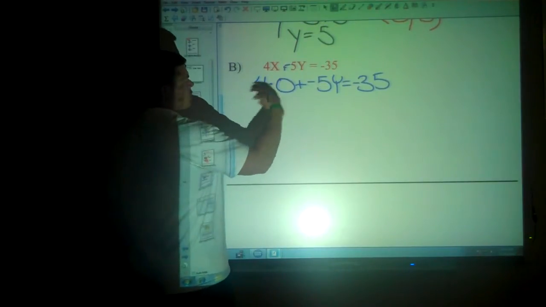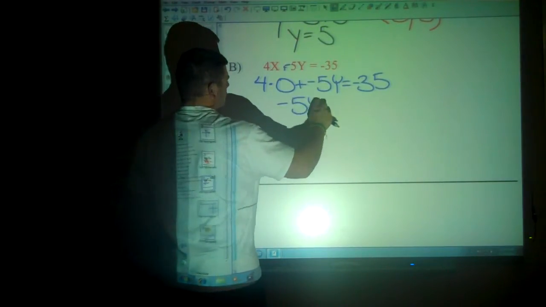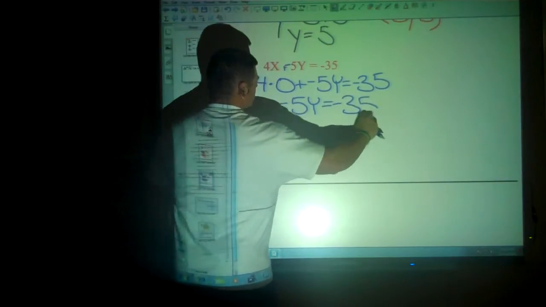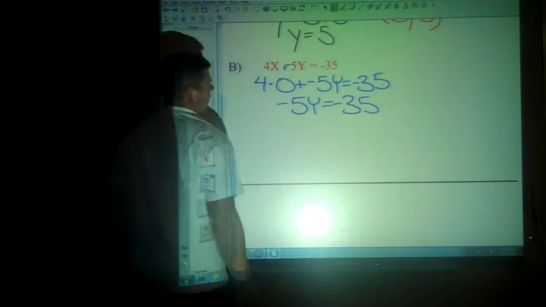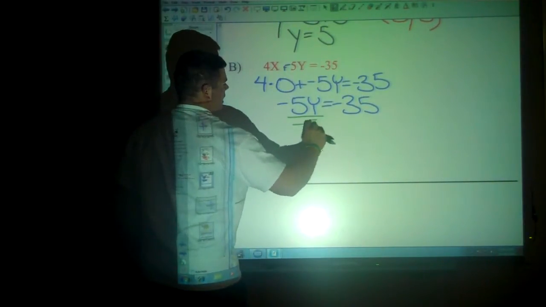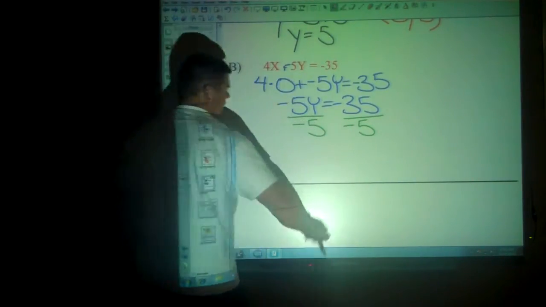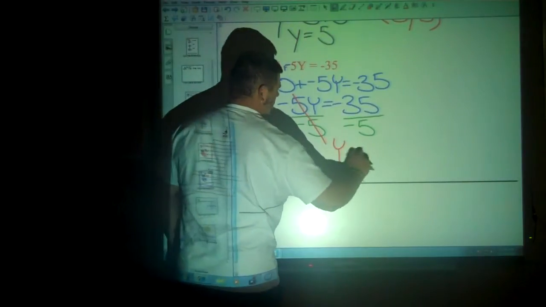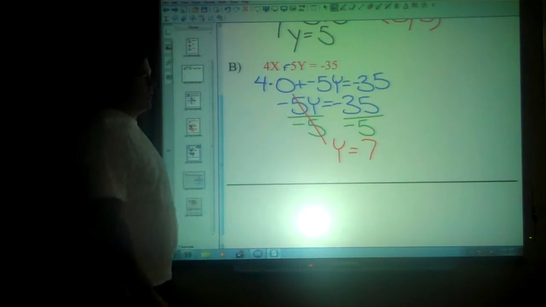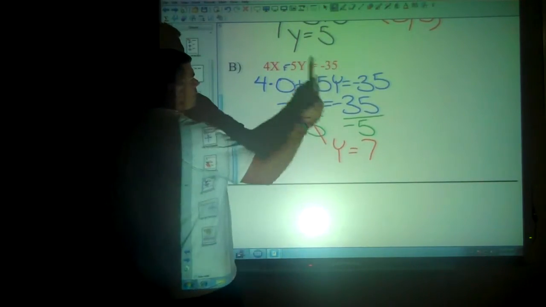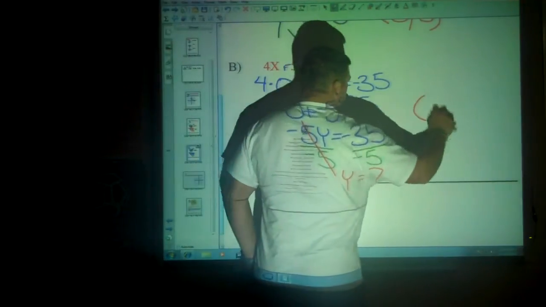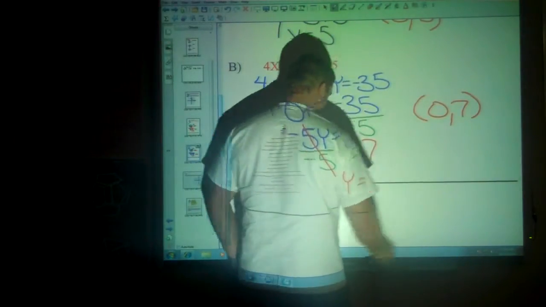So 0, that's all gone. You can basically concentrate on saying that you have this scenario. Negative 5y equals negative 35. You must divide by negative 5 to cancel it out. And y is equal to positive 7. A negative divided by a negative is a positive. We plugged in 0 for x, so our coordinate is 0, 7.